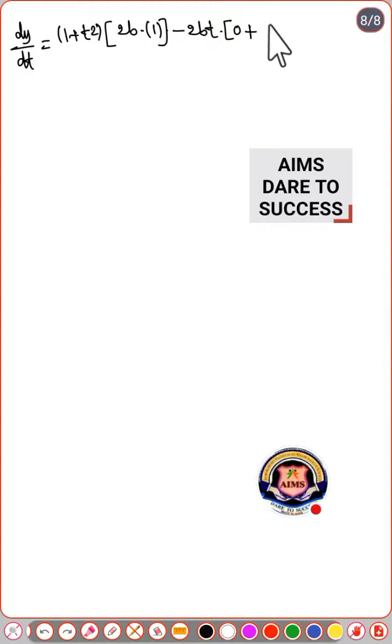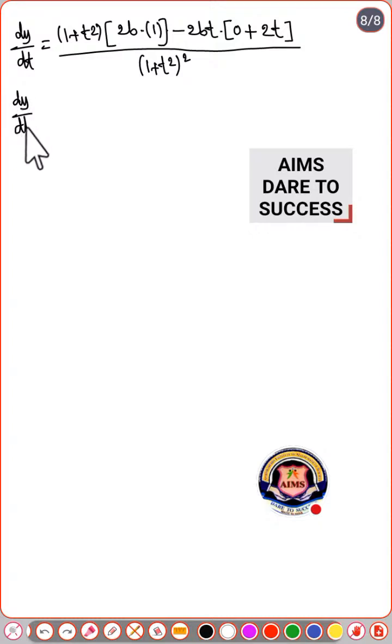after that plus d by dt of t square looks like x power n, n into x power n minus 1, n is 2, so 2t, power 2 minus 1 is 1, so in the power no need to write 1, whole divided by 1 plus t square whole square. So dy by dt is equal to, here the value 2b into 1 is 2b, so 2b we will write as it is.